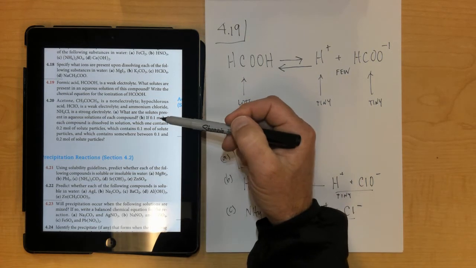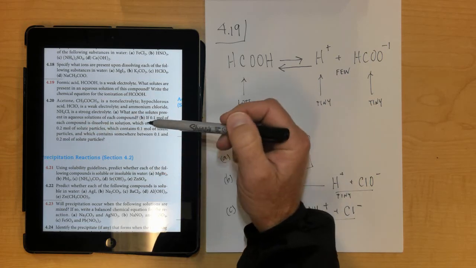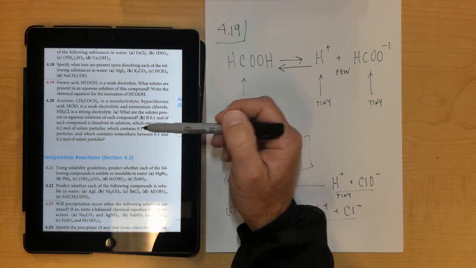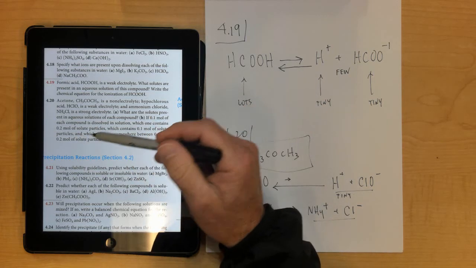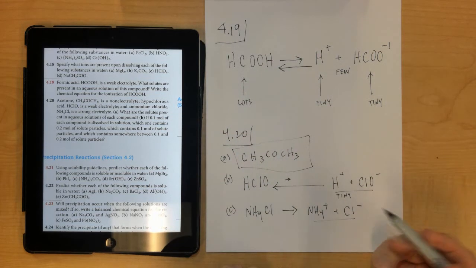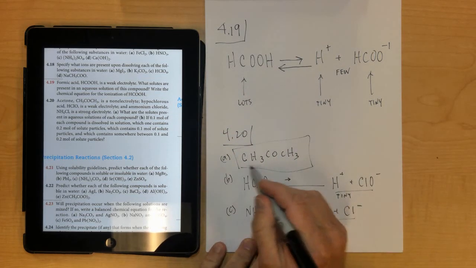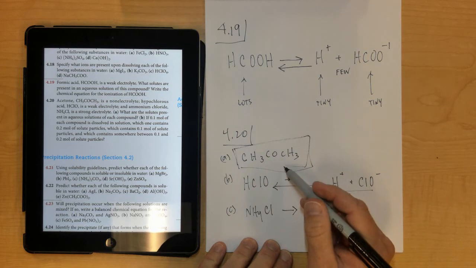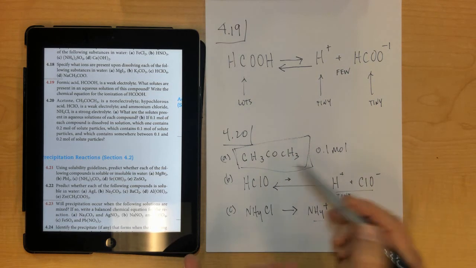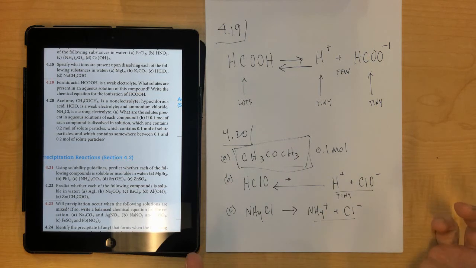In letter B, if 0.1 mole of each compound dissolved in solution, which one contains 0.2 moles of solute particles, which contains 0.1 mole of solute particles, and which contains somewhere between 0.1 and 0.2? Well, we can use these ideas to help us figure it out. This one, since this is all that's going to dissolve, is just going to be 0.1 moles of solute, because nothing else dissolves.